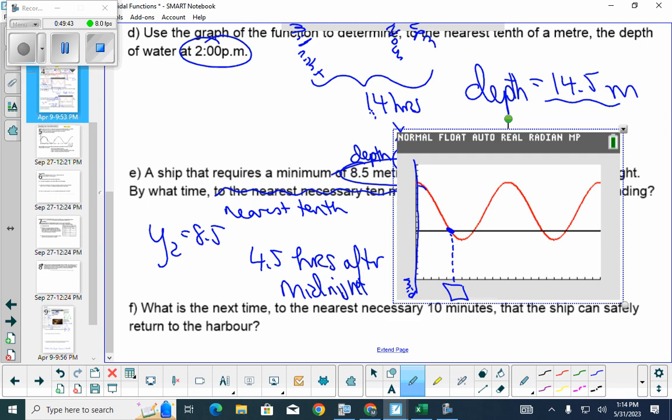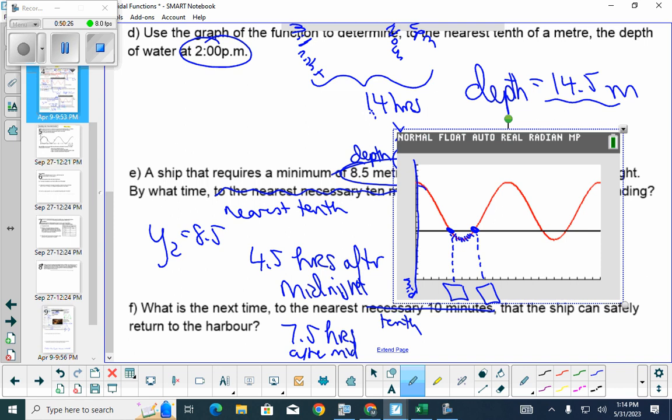Now what's the next question? What is the next time, to the nearest 10th, that the ship can safely come back? So the water level is too low all in here, right? It would ground. This is the next time that it could come back. So we want to find the next intersection point. What do you get? So 7.5 hours after midnight. So about 7:30 a.m. it can come back in. So it has to leave by 4:30 a.m. It can come back 7:30 a.m.